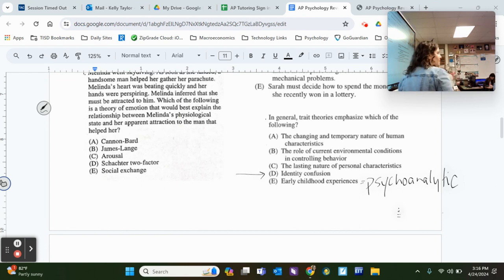Who is D referring to? Erik Erikson. This is Erikson's stages: trust versus mistrust, autonomy versus shame and doubt, initiative versus guilt. Erikson is a neo-Freudian, a student of Freud, so there's no way he's going to be in a trait perspective. He's still under the psychoanalytic perspective. He's very Freudian.